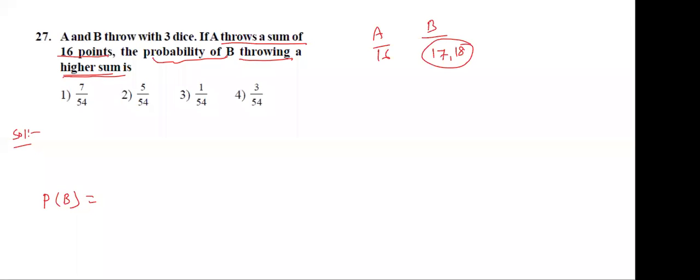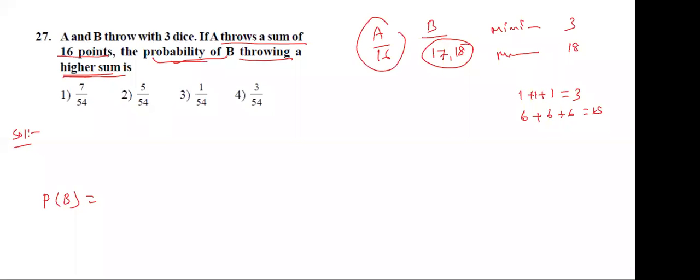3 dice are rolled, so the minimum sum is 3 and the maximum sum is 18. Minimum means 1 plus 1 plus 1, that is 3. Maximum means 6 plus 6 plus 6, that is 18. A throws a sum of 16 points, but the probability of B throwing a higher sum, more than 16, means 17 and 18 only. Probability of sum 17 points plus probability of sum 18 points.